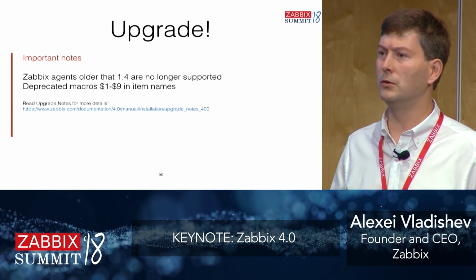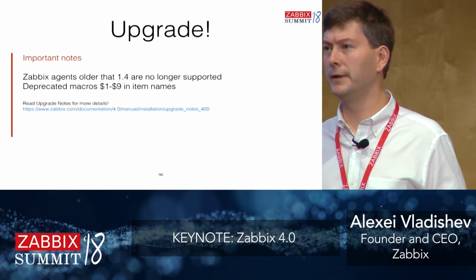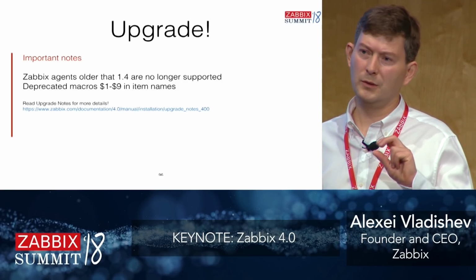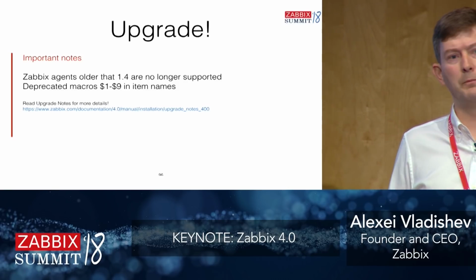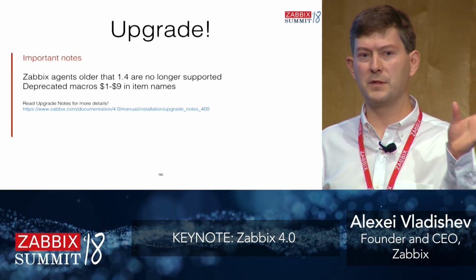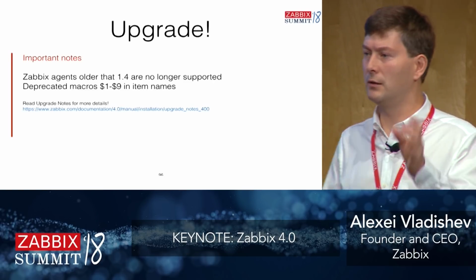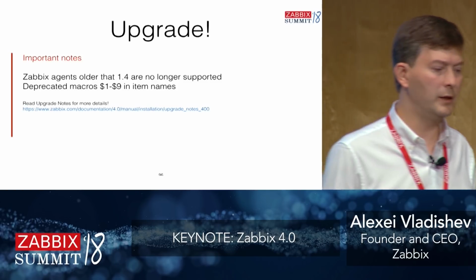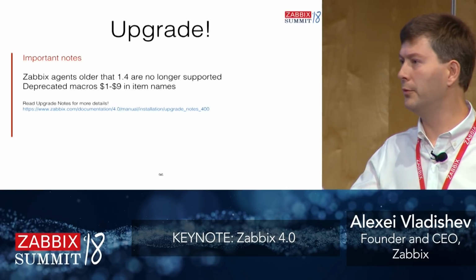And some important notes: Zabbix agents older than 1.4 are no longer supported. This is the first time in Zabbix history when we say that older agents are not supported. These are agents which are something like 10 years old. They used not a very efficient communication protocol, without a header and without specifying the length of the message, and it created significant problems. So we decided maybe it's time to drop support of the older protocol.